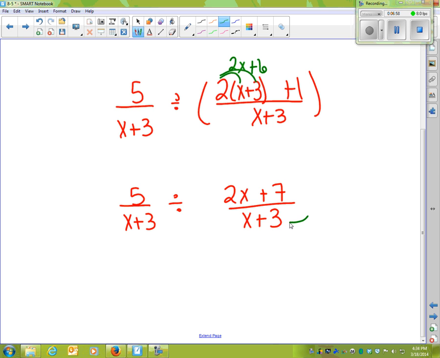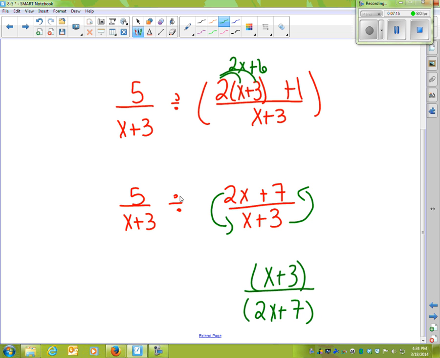I want to flip the second fraction, so x plus 3 goes on top over the 2x plus 7 comes down. They're both binomials, so let's put them in parentheses. When you divide fractions, you flip that second and multiply the two together. 5 over x plus 3.